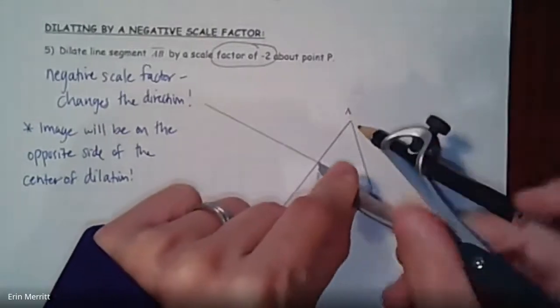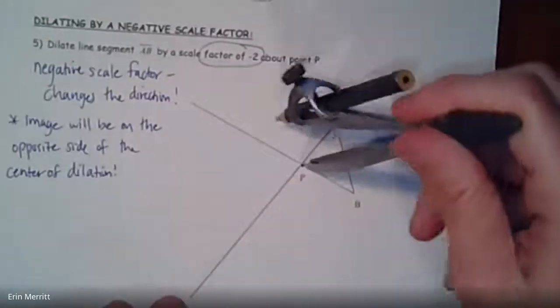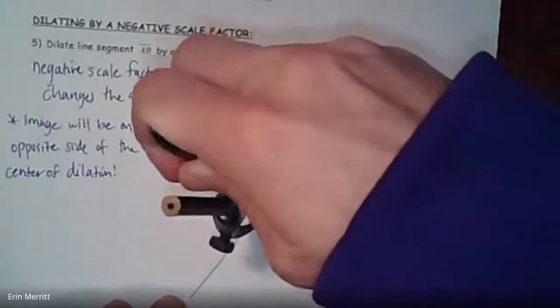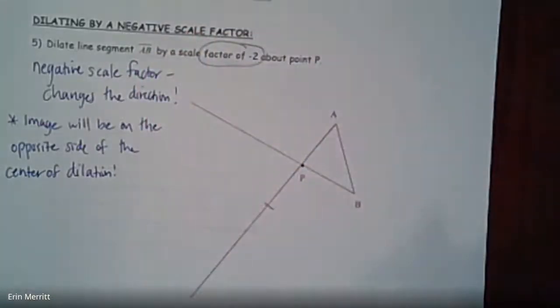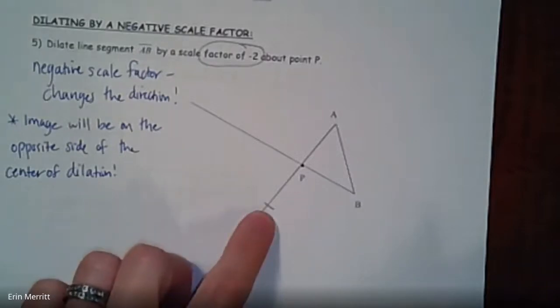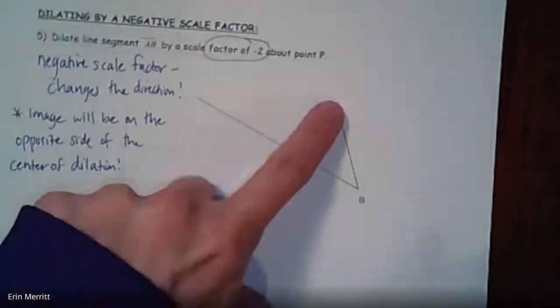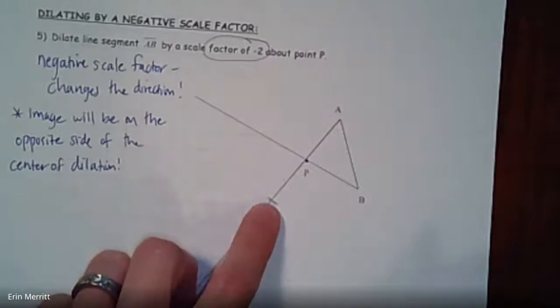And then I want you to swing the compass around so that it's on point P and you swipe a little spot equidistant to the other side of point P. That would be a scale factor of negative 1. So I move the same distance away, but to the opposite side.